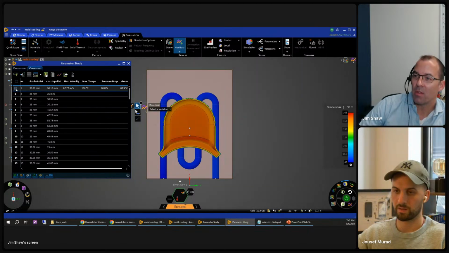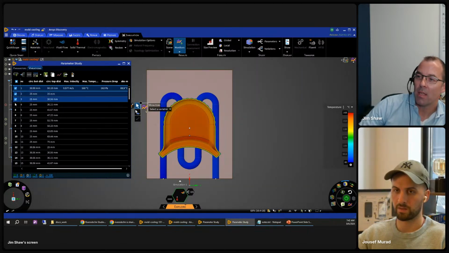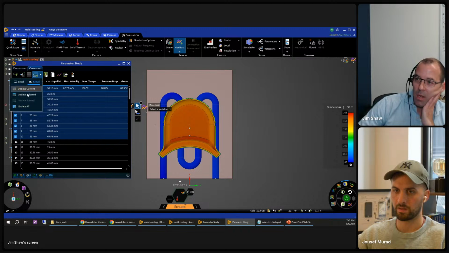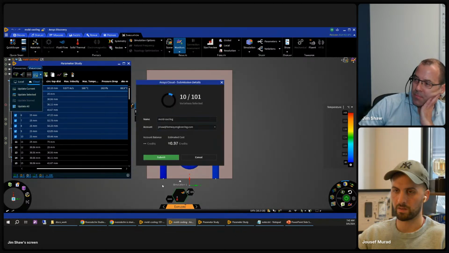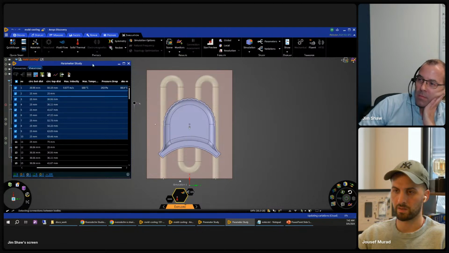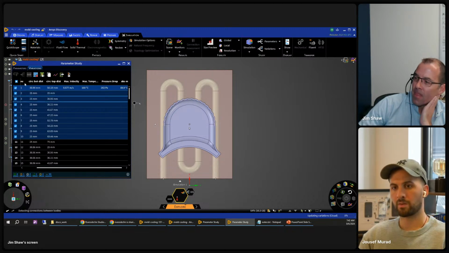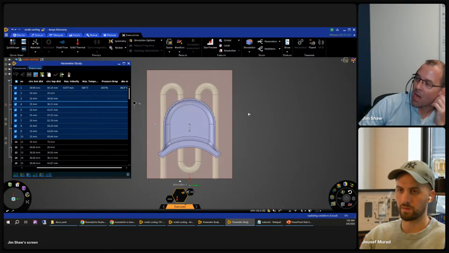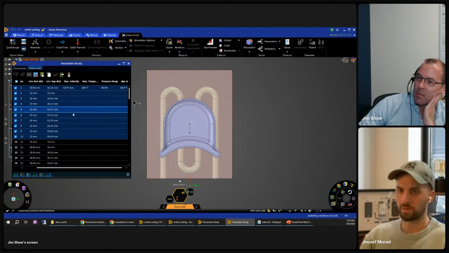But just for example, if I wanted to just grab, say, 10, we can kind of infer what that might look like. So cloud, update selected, and hit submit. So we're going to see this basically queue up. What's happening locally is we are adjusting the geometry on the fly, and then that new model is being submitted up to the cloud for analyzing.